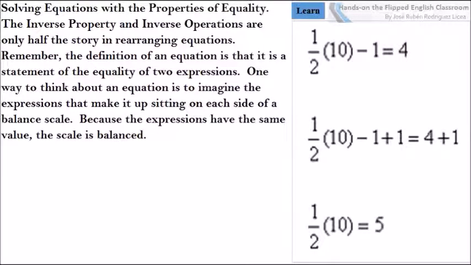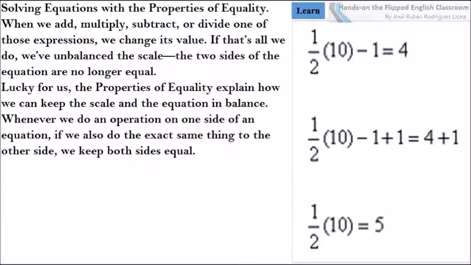Solving equations with the properties of equality. The inverse property and inverse operations are only half the story in rearranging equations. Remember, the definition of an equation is that it is a statement of the equality of two expressions. One way to think about an equation is to imagine the expressions that make it up sitting on each side of a balance scale. Because the expressions have the same value, the scale is balanced.